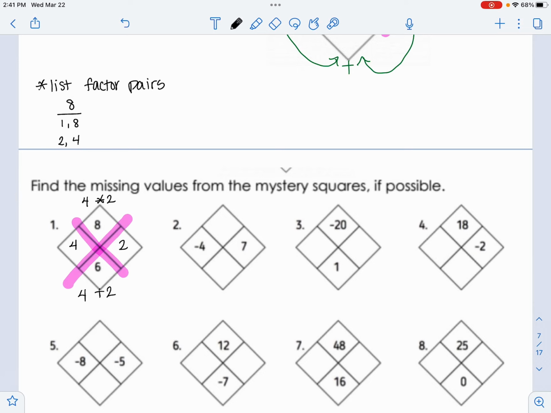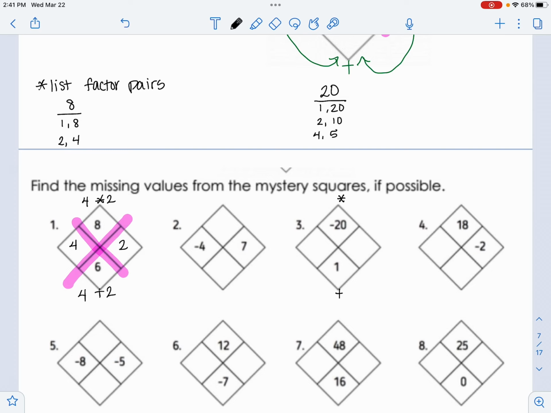Let's actually skip to number 3, because it's slightly more traditional. We want numbers that multiply to negative 20, but add to 1. Initially, I'm going to ignore the negative and just list my pairs of numbers that multiply to 20. Then I'll worry about the negative symbol. So pairs of numbers that multiply to 20: 1 and 20, 2 and 10, and 4 and 5.